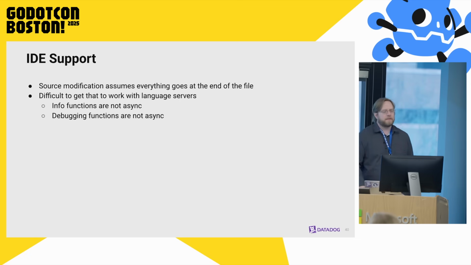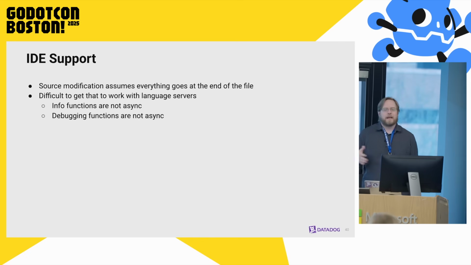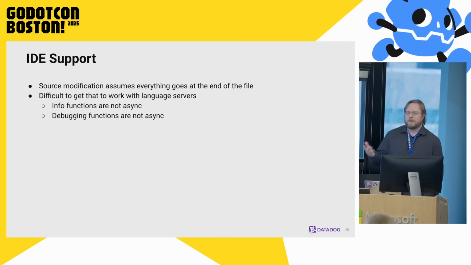But it's also difficult to get to work with language servers. So GDScript, almost all of its functions are not async, and neither are its debugging functions. So if you need to asynchronously communicate with a language server to say, hey, what are the errors in this file, there's no good way to do that. You have to communicate with it in a background thread, and then just when Godot asks you, you say, well, here's the most recent information that I have.